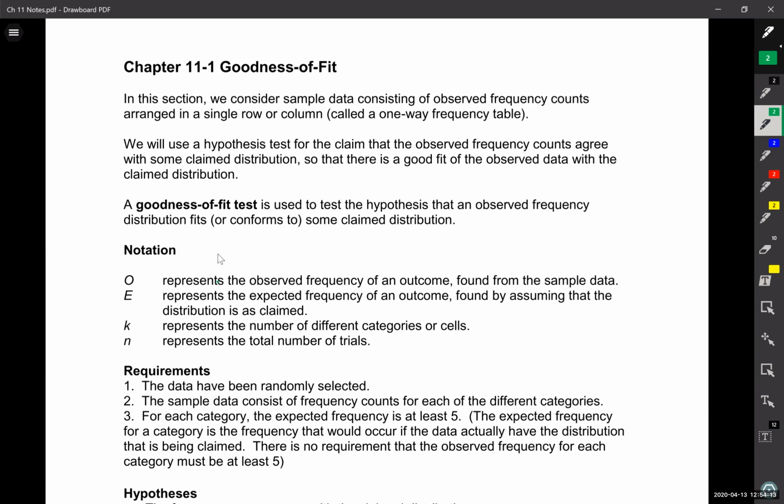And so we are going to be looking in this section at sample data consisting of observed frequencies. And we're going to see this in a row or column. And we're going to use a hypothesis test. However, we are not using the same table as hypothesis testing because we're going to be using different variables. But this test, a goodness of fit test, is still a hypothesis test.